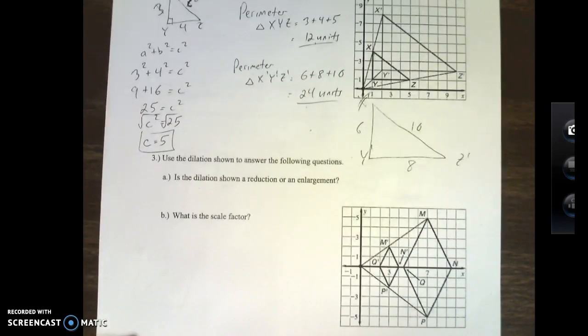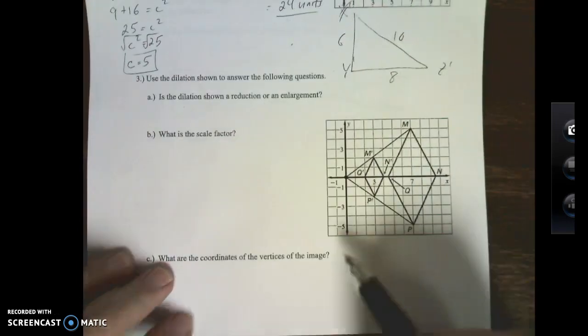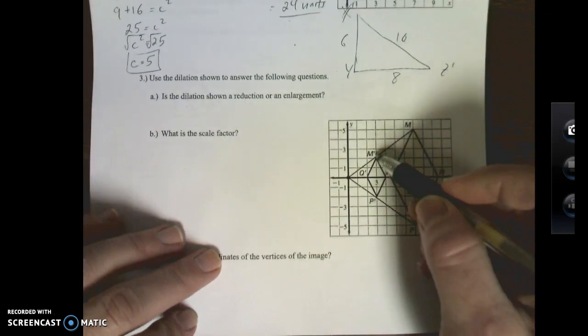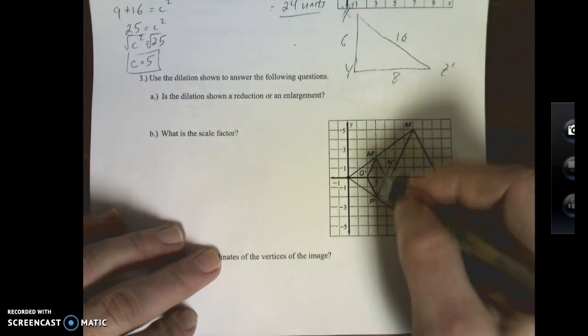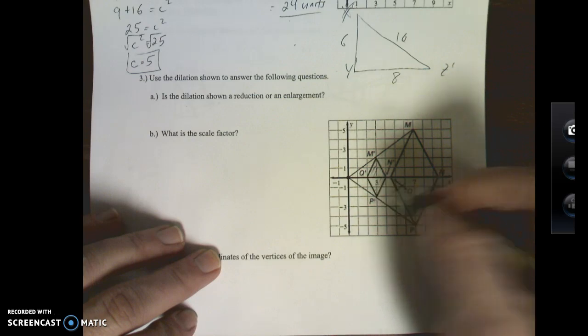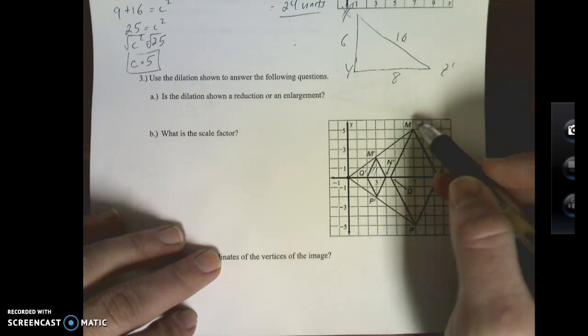Okay. Use the dilation shown to answer the following questions. So is the dilation shown a reduction or enlargement? All right, so over here, this is my primes. So this shape right here, okay, is my new shape being formed. Is that smaller or bigger? Hopefully you guys are cool to see that that's a reduction.